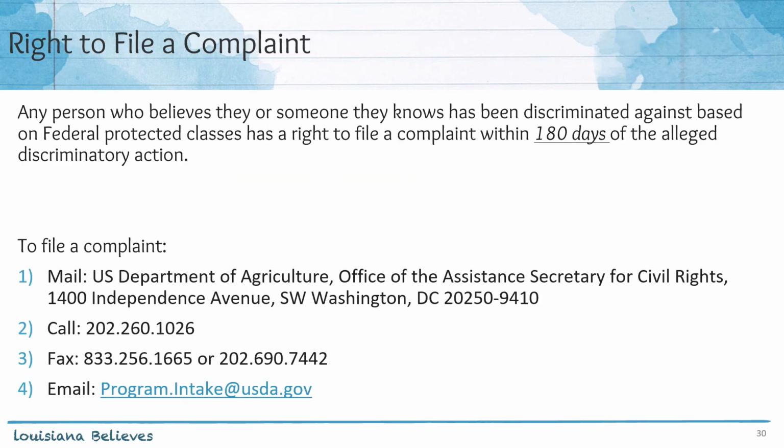Right to file a complaint. Applicants and participants must be advised of their right to file a complaint, how to file a complaint, and complaint procedures. Any person who believes they have been discriminated against based on the protected classes has the right to file a complaint within 180 days of the alleged discriminatory action.